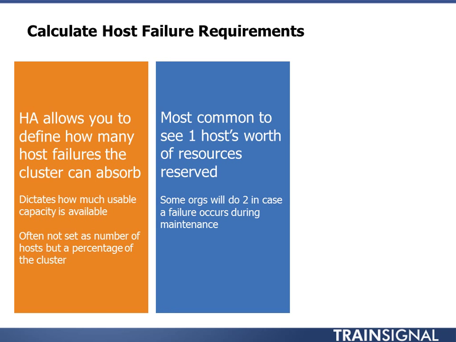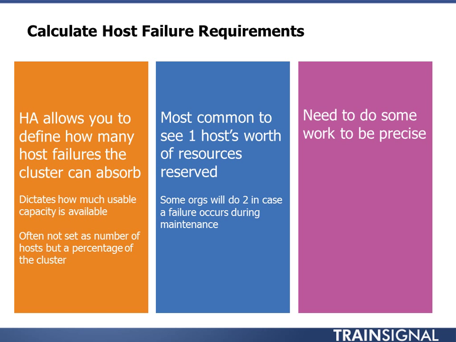What do I do? So they'll go ahead and bite the bullet and pay the extra and do N+2. That's up to you. It's up again to your risk and all that, and figuring out what you want. But again, most people do N+1. And you need to do some work to be precise. Not everything in life is simple, and this is one of those things. HA will do some basic calculations for you, but it just depends on your environment whether they're correct or not.